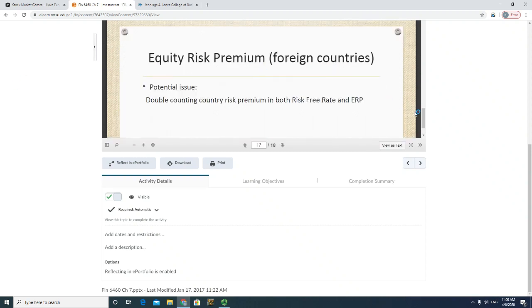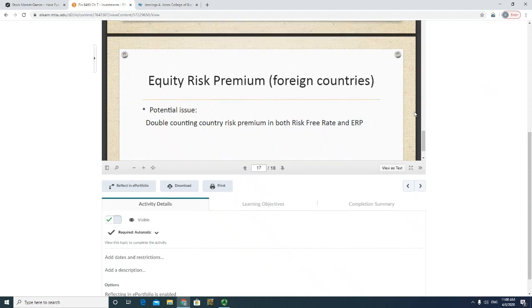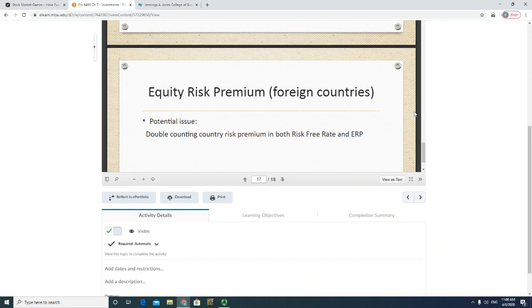There is a potential mistake that many people commit in their equity valuation regarding this foreign equity risk premium. Well, your goal is not to get this equity risk premium. Your goal is to get the required rate of return on a foreign stock or foreign equity. So you use this CAPM model. Expected rate of return equals foreign risk-free rate plus beta times foreign equity risk premium.